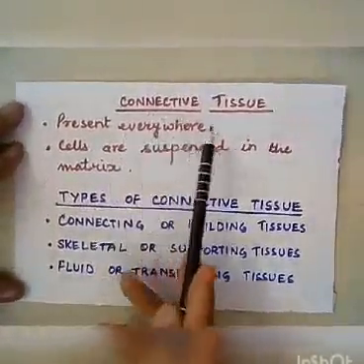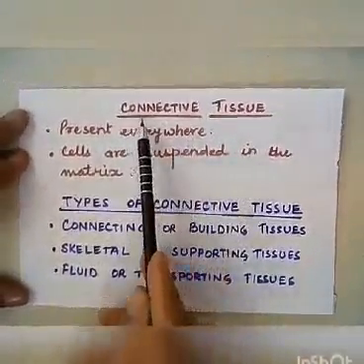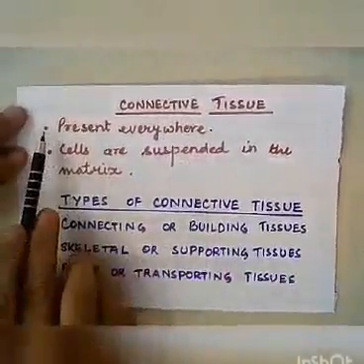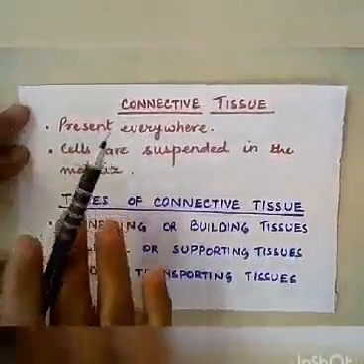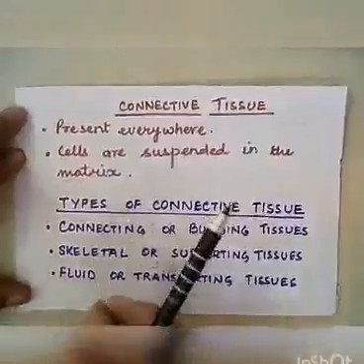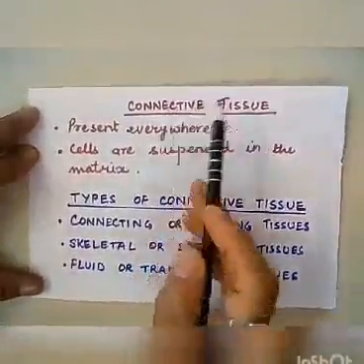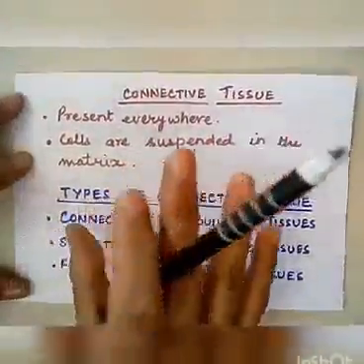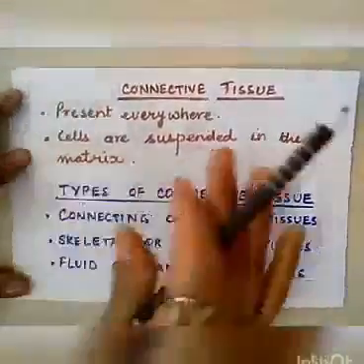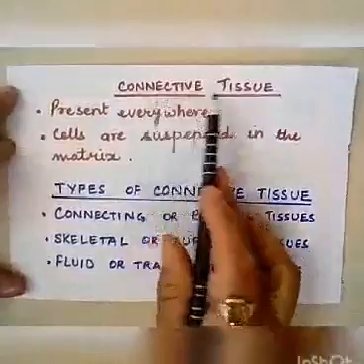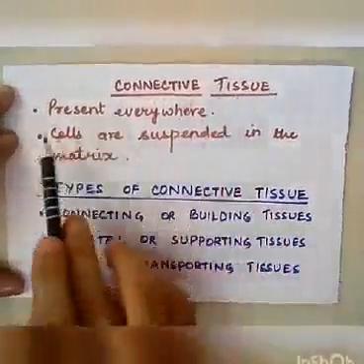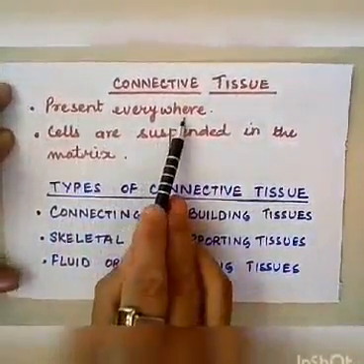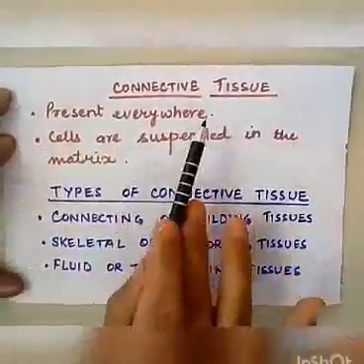Now connective tissue, the second type of tissue, is known as connective tissue. What is connective tissue? Normally they are present between the organs, between the tissues. As the name suggests, it helps in the connection. They make the connection between two organs, two different types of tissue, two layers of the tissue. So they are known as connective tissues. Where are they present? They are present everywhere. In the whole body you can find them.